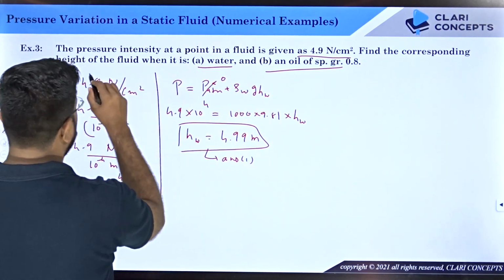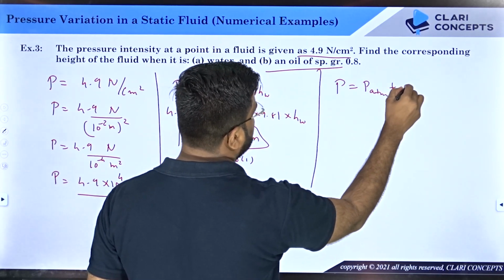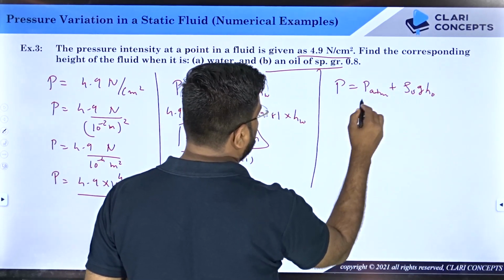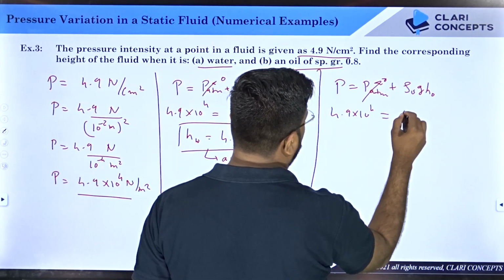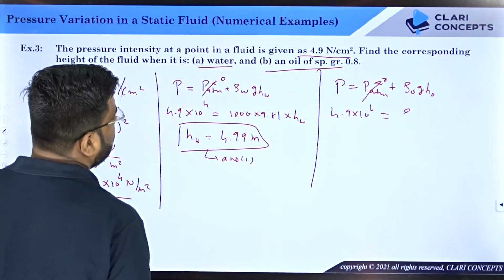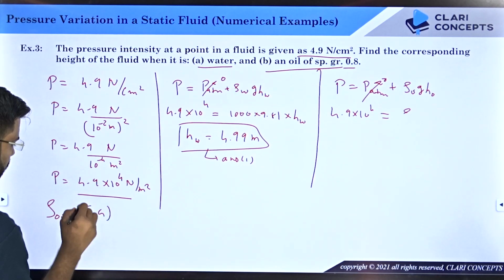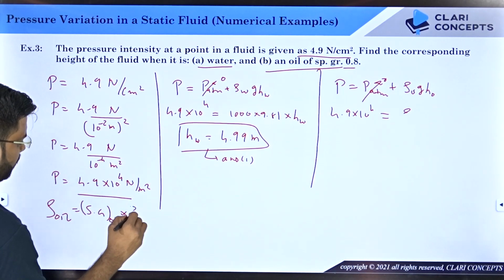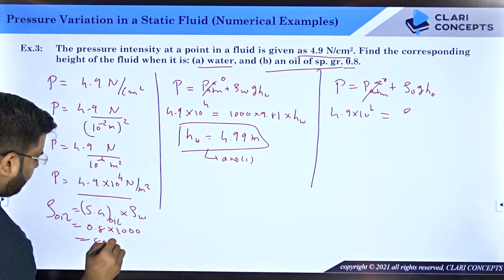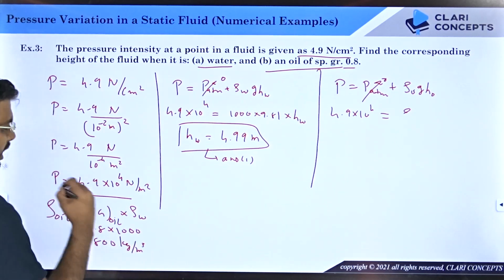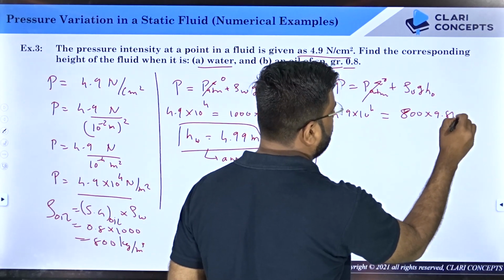Corresponding height for water is 4.99 meters, and that for oil will be what? P equals to P ATM plus rho of oil, G and H of oil. This is directly 0. So 4.9 pressure is the same. You need to find out the corresponding column. So what is the density of oil? Specific gravity given to you is 0.8. So density of oil will be SG of oil into density of water. So this is 0.8 into 1000. So simply multiply specific gravity with 1000 to get the density of that particular fluid. 800, right? So this is 800 into 9.81 into H of oil.